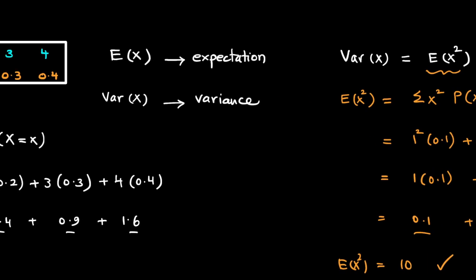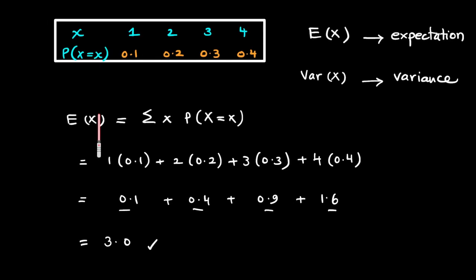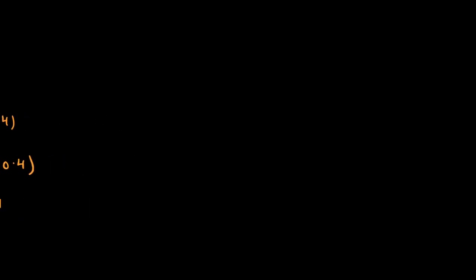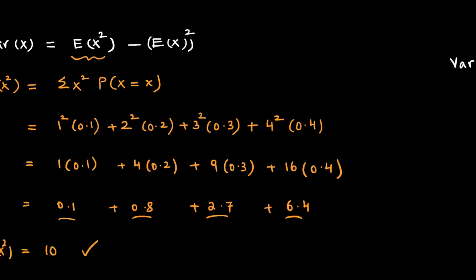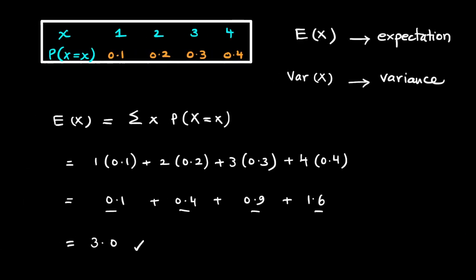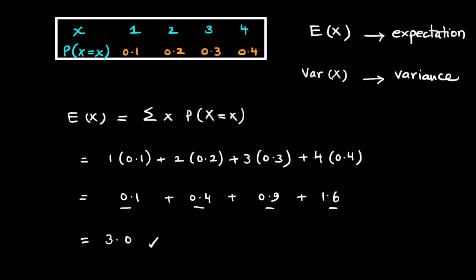Now let's go back and double check the value of expectation of x, which is 3.0. So now we can calculate variance of x, and variance of x is expectation of x square minus square of expectation of x. This is 10 minus 3 square, which is 10 minus 9, which comes out to be 1. So we have done all the calculation for the variable x. We calculated expectation of x square, and then the variance of x.